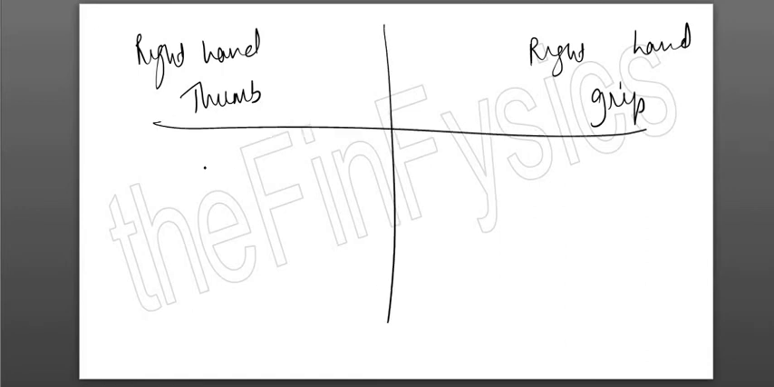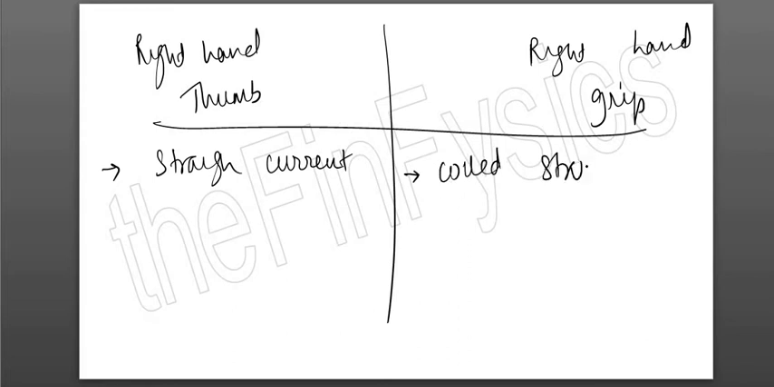Okay, so if I have to differentiate between right hand thumb rule and right hand grip rule: right hand thumb rule is used for straight current carrying conductors. Right hand grip rule is used when current moves in a circular manner in the coil. Okay, it is used for coiled structures.